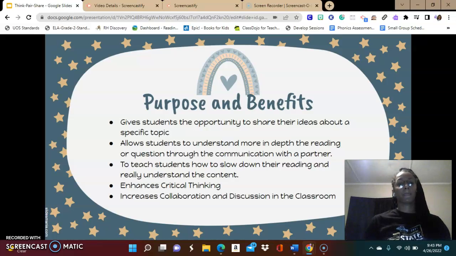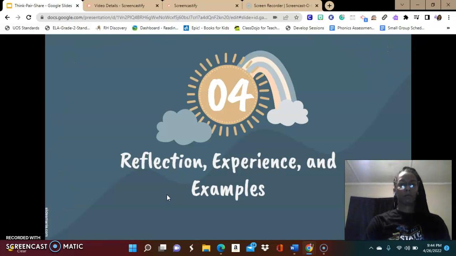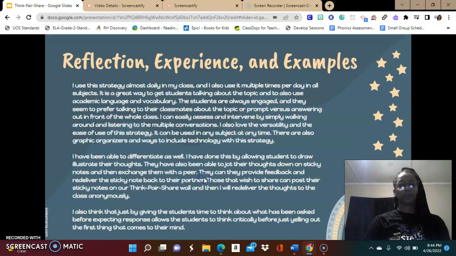or write it down. It enhances critical thinking, and it also increases collaboration and discussion in the classroom because, of course, they are talking to the teacher, they're talking to other students. So, of course, the collaboration and discussion is definitely a biggie. All right, so last but not least, we have reflection, experiences, and examples.